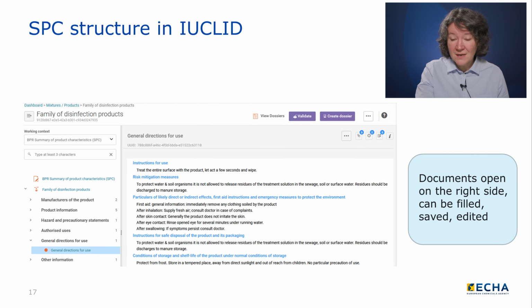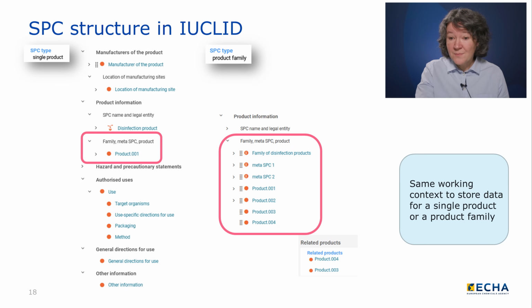Documents open on the right side can be filled, saved, and edited. Here is an example of a document containing general directions for use. The same working context is used to store data for a single product and for a product family. The table of contents for a product family contains more documents. The main difference is in the section Family Meta SPC and Product, where the family contains documents for the whole family, all meta SPCs, and all products. All the documents are linked to each other.